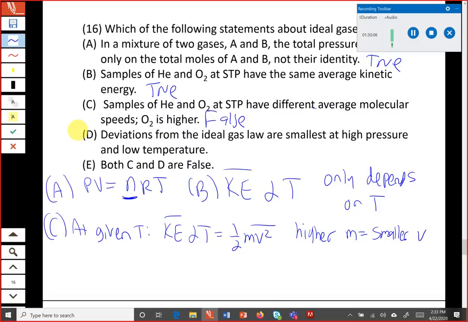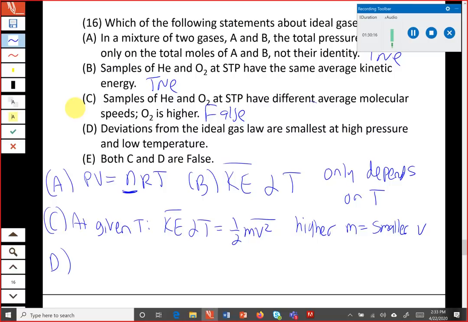All right, and then finally for choice D here, deviations from the ideal gas law are smallest at high pressure and low temperature. When you're thinking about deviations from the ideal gas law, this is dealing with what we call real gases. No gas is going to perfectly behave as an ideal gas. And when you have deviations from PV equals nRT, the ideal gas equation, those are going to depend on what gas you have and what conditions the gas is at.